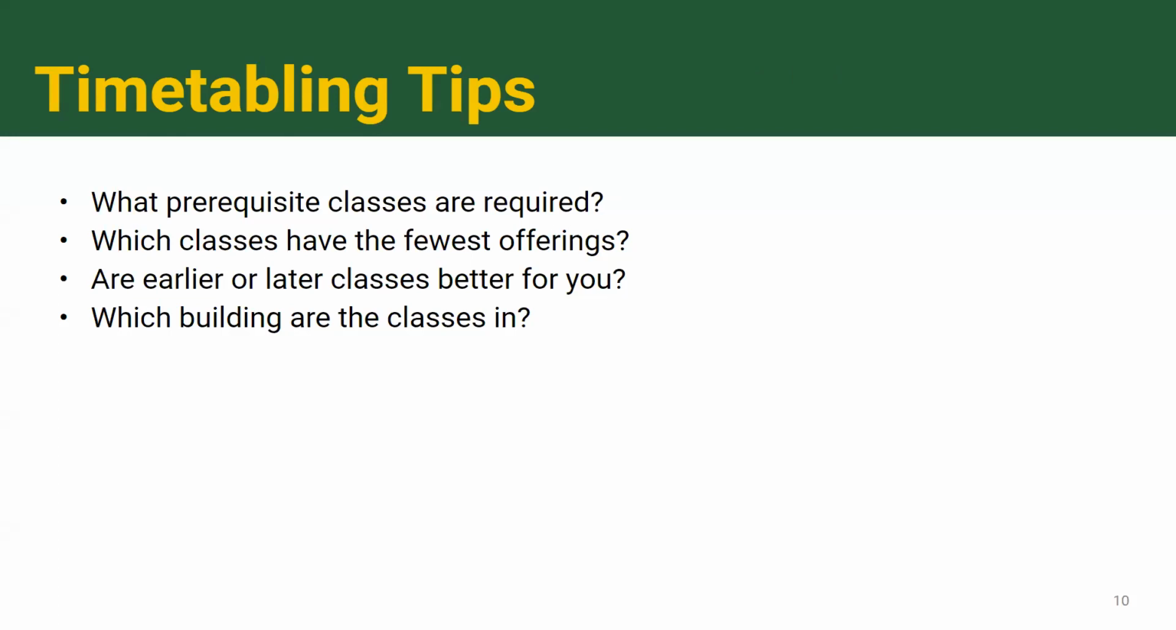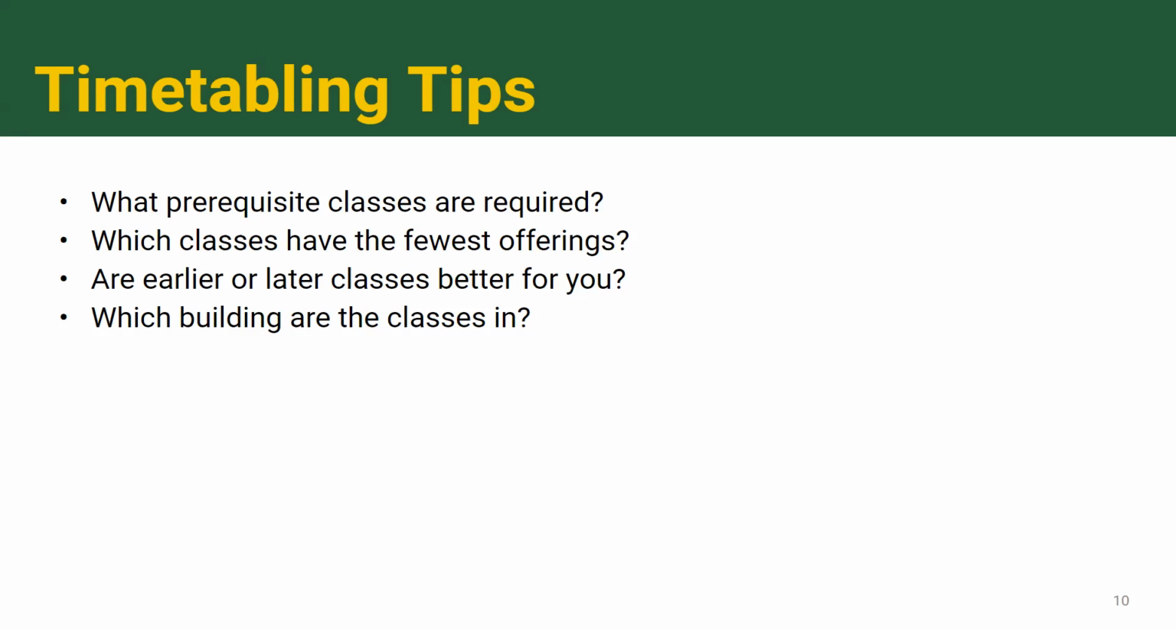In your first year, like I mentioned on the previous slide, you are required to complete micro and macroeconomics. Microeconomics, which is Econ 101, is a prerequisite for macroeconomics, which is Econ 102. In this case, you will want to take Econ 101 in first semester in order to fulfill the prerequisite for Econ 102 in second semester.